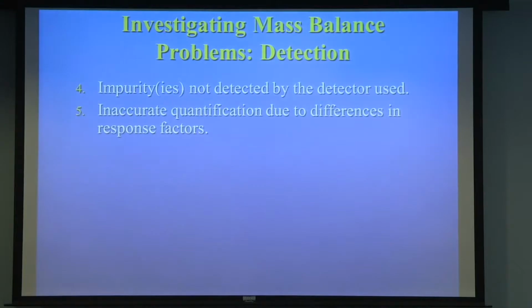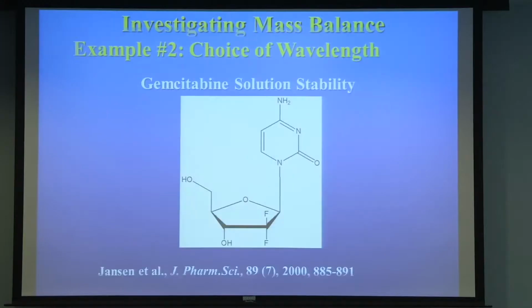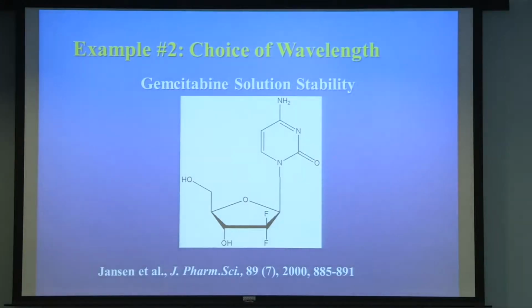So let's think about impurities. We thought about impurities not detected. This is an example of impurities not detected by the detector and inaccurate quantification due to differences in response factors. So here's a published example. It's Gemcitabine, which is Gemzar. It's an anti-cancer drug that's been on the market. I think it's off patent now, so it's generic.